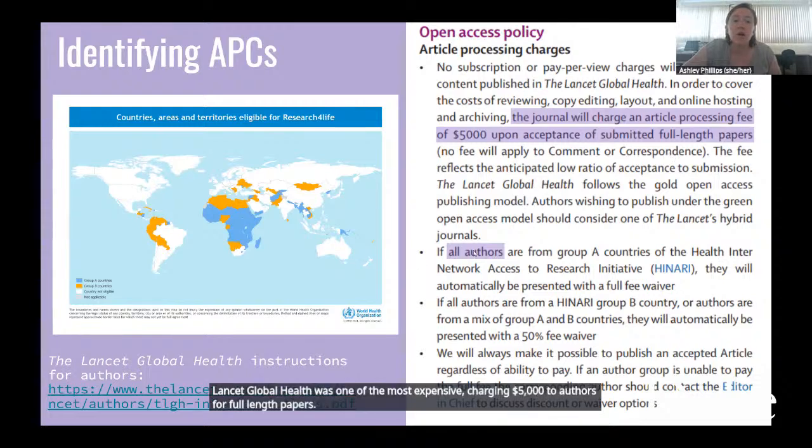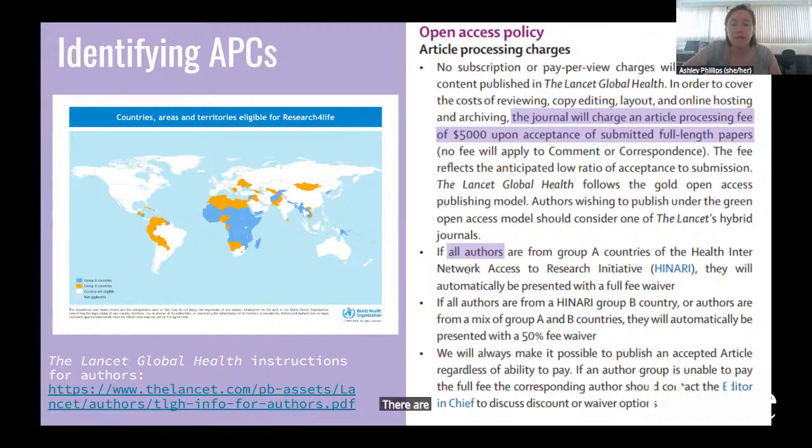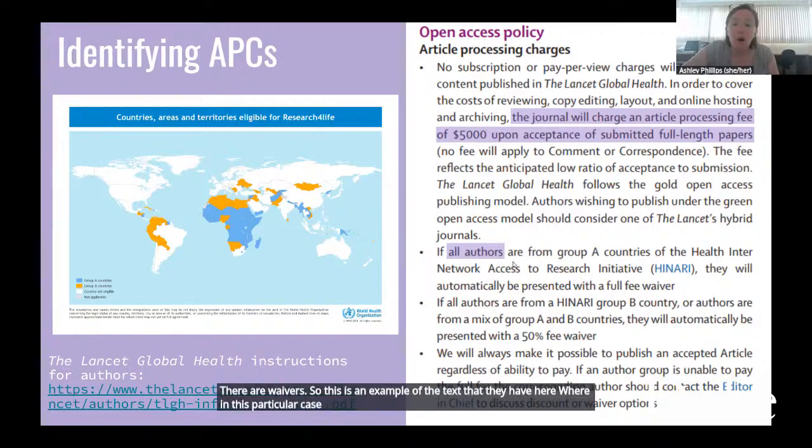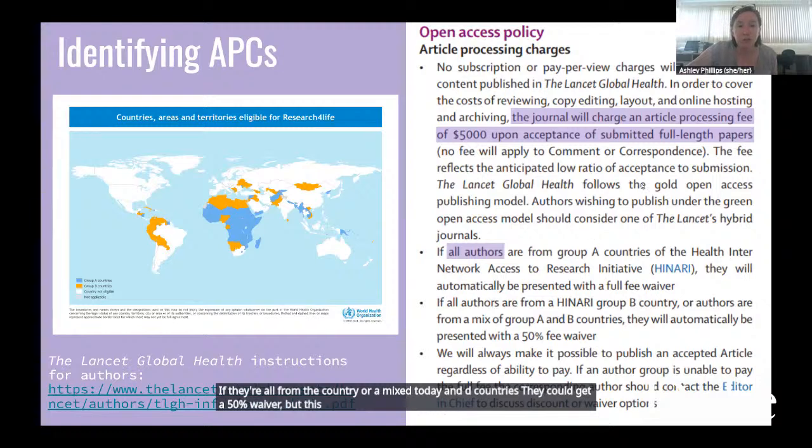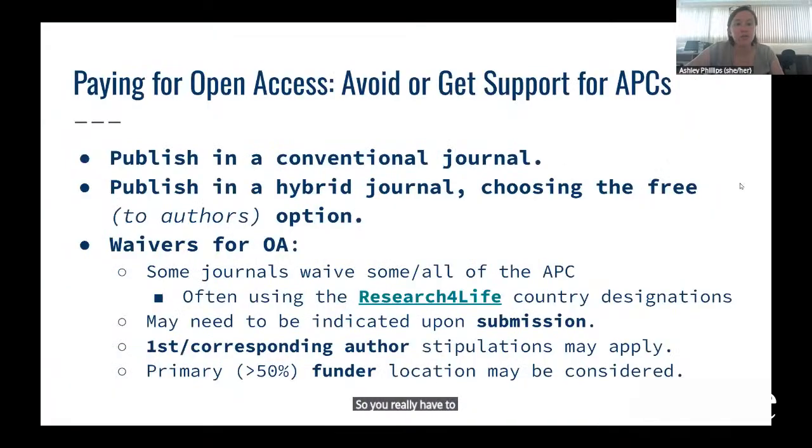There are waivers. This is an example of the text that they have here, where in this particular case, they say if all authors are from this kind of country, then they get a full waiver. If they're all from a B country or a mix of A and B countries, they could get a 50% waiver, but this varies greatly from journal to journal. So you really have to look at the particular journals.